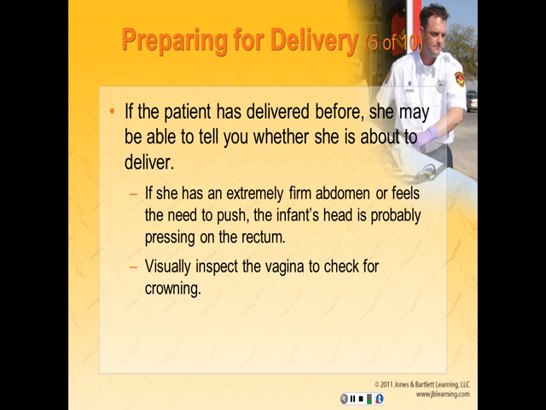If the patient has delivered before, she may be able to tell you whether she is about to deliver. If the patient says she is about to deliver, you should immediately prepare for delivery. Otherwise, does she have an extremely firm abdomen? Does she say that she has to move her bowels or feel the need to push? If so, the infant's head is probably pressing on the rectum and delivery is about to occur. At this point, you should visually inspect the vagina to check for crowning. Do not touch the vaginal area until you have determined that delivery is imminent.